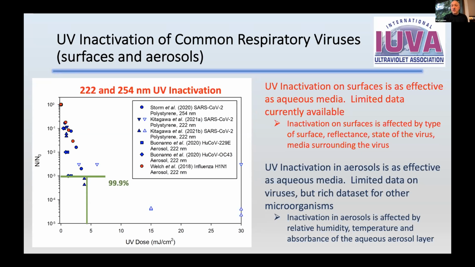And as far as aerosols go, UV inactivation in aerosols is very effective and as effective as in aqueous media, but there are also limited data on viruses specifically, though there's a rich data set out there for other types of microorganisms. And we know that UV works for organisms embedded in aerosols, but we also have to consider things like relative humidity, temperature, and absorbance of the aqueous layer that surrounds those pathogens. So it's a bit more complex thinking about inactivation of aerosols and viruses on surfaces. But the data look very, very promising.